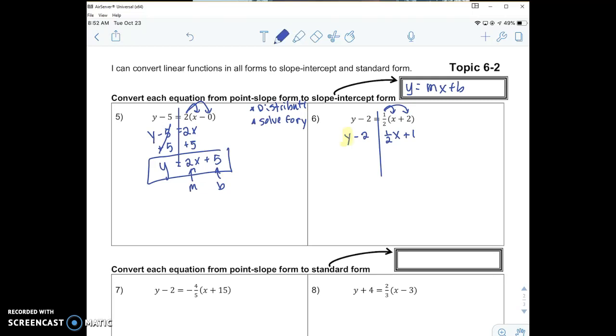I'm trying to get the y by itself, so to get rid of that minus 2, I do the opposite. I add 2 to both sides, and when I add, I'm going to line it up with its like terms. I'm left with y equals 1/2 x, 1 plus 2 is 3, so 1/2 x plus 3. This is in slope-intercept form, where my slope is 1/2 and my y-intercept is 3.